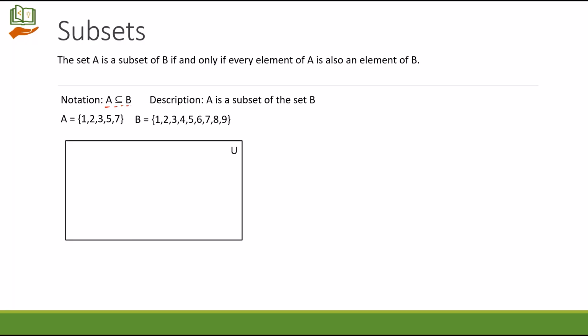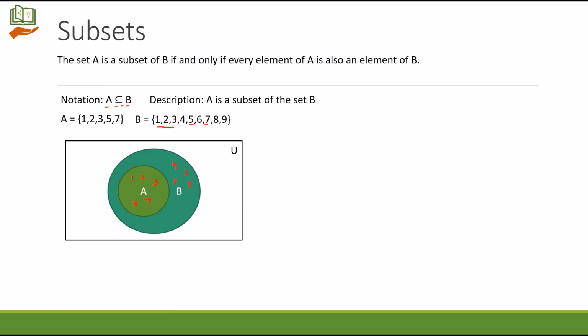So in the universe of numbers, we are picking B with values 1, 2, 3, 4, 5, 6, 7, 8, 9. In that, 1, 2, 3, 5 and 7 are present in A, and the remaining numbers are 4, 6, 8, 9.